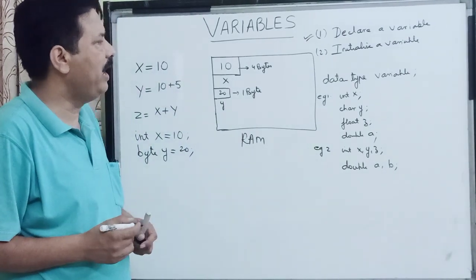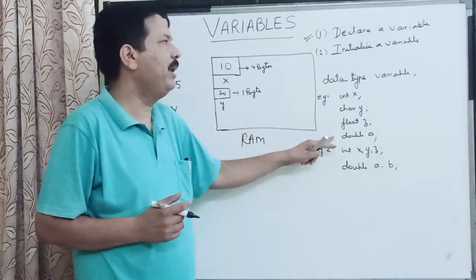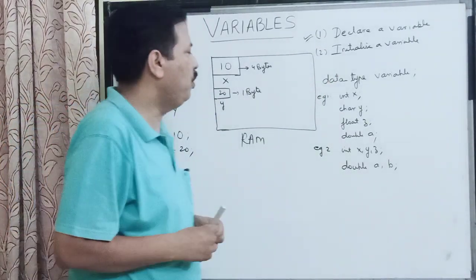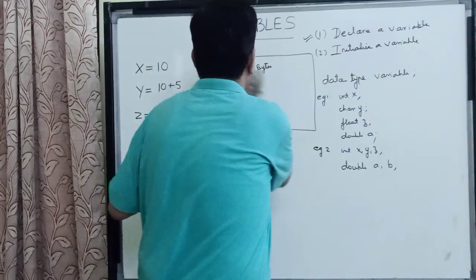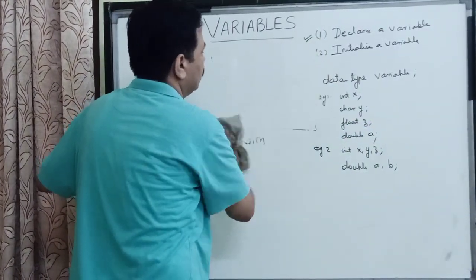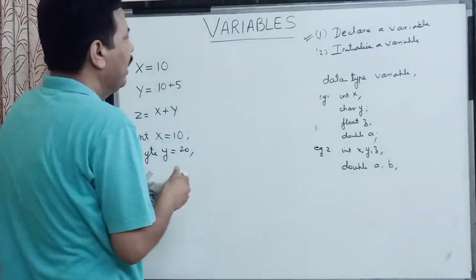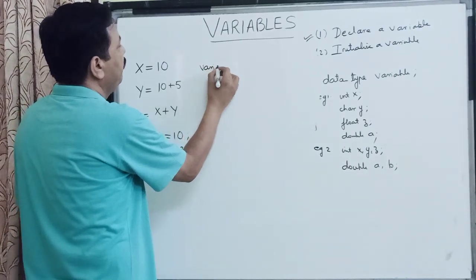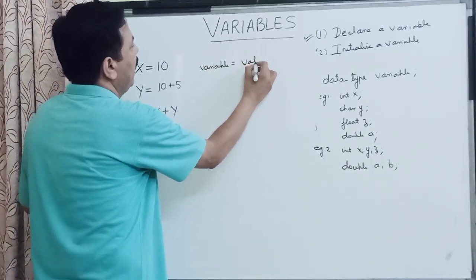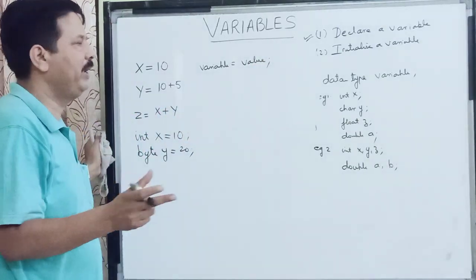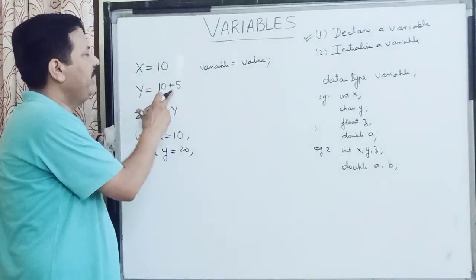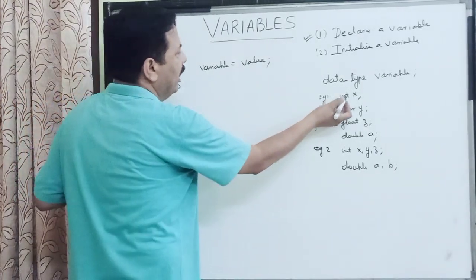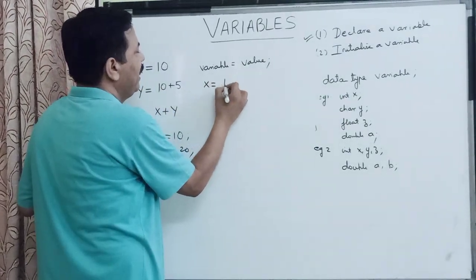Now children, when I declare a variable, after declaring a variable, I also initialize the variable. So initialization of a variable, I do it by this method. Say I want to initialize these variables. So the syntax for initialization is variable is equal to value. And when I am talking about value, children, it can be a constant value, it can be an expression, or it can be a variable also. So I write it x is equal to 10.